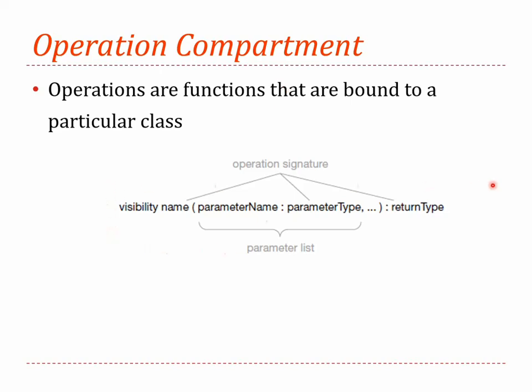The syntax for representing any operation goes like this. First we have visibility followed by the name of the operation, open parenthesis, and then each and every parameter name followed by a colon and then the parameter type. For all the parameters, we have the same representation, followed by a closing parenthesis and then a colon followed by the return type. So the name, parameter values and return type represent the operation signature.